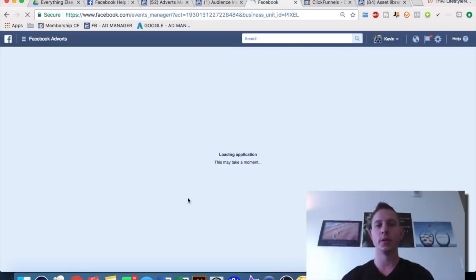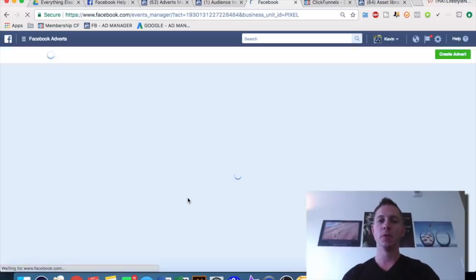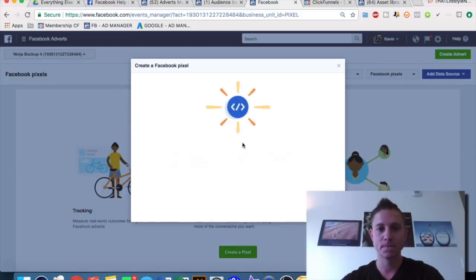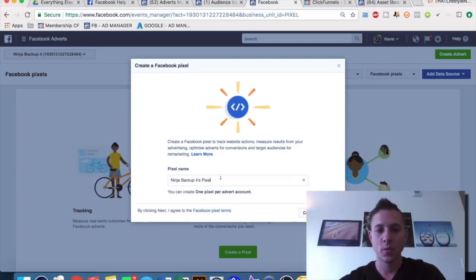And as we know from earlier, the pixel is how it identifies who's visiting which pages, which allows you to then create custom audiences and retarget, which is the true magic of Facebook ads. So we're going to create a pixel here. We're going to call this one Micro Pig Pixel. Just kidding, actually. We're going to call this one Kevin David Pixel, right?